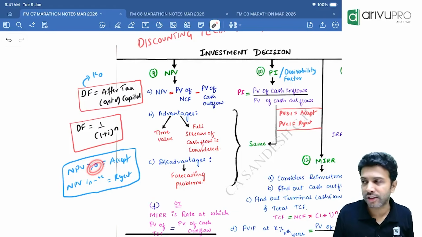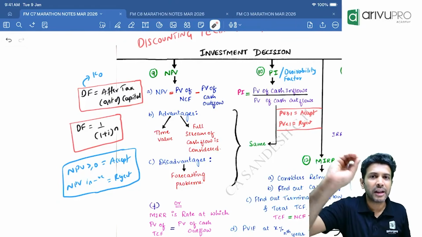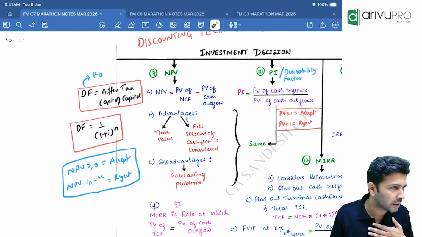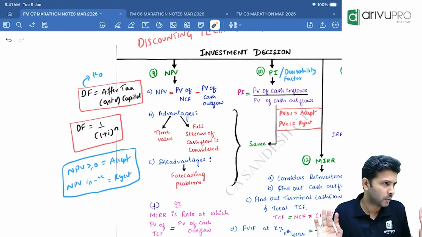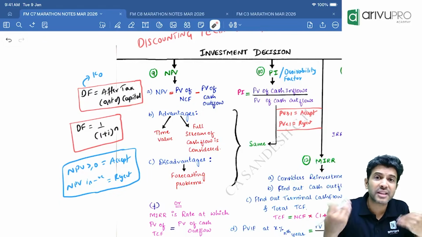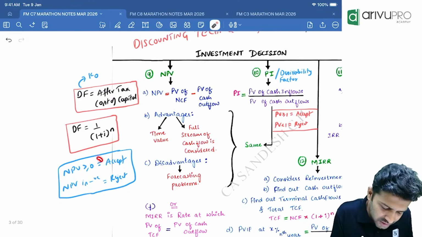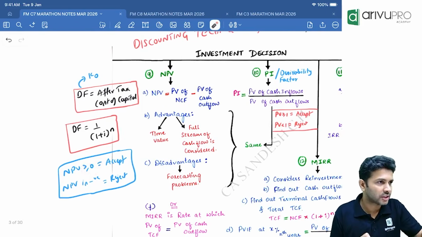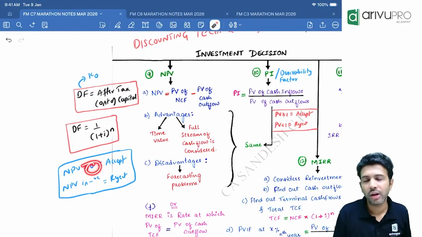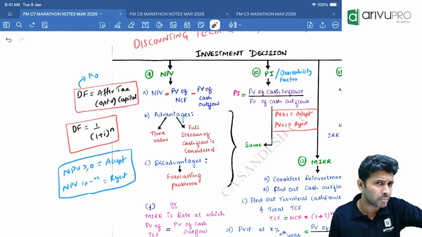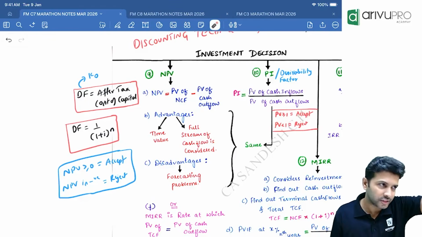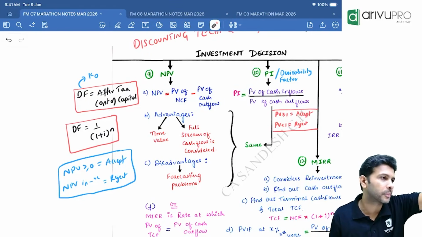Why did we accept at 0 also? Sir, when NPV is 0, are we making any profit? No. Are we making any loss? No. So that means whatever we invested, we recovered. Hence at 0 also you can accept. There's a change. Earlier we used to say at 0, it was the company's choice whether they could accept or reject. Now they have modified it in our study material. 0 means the decision now is accept.